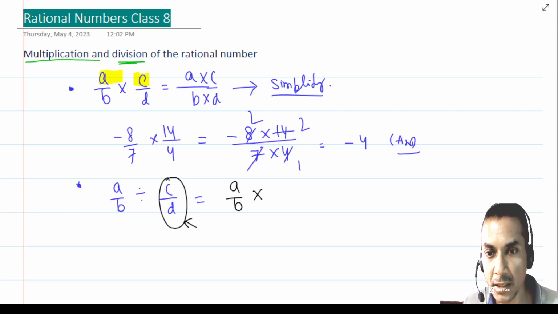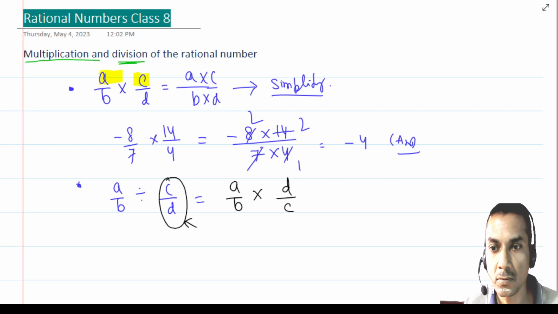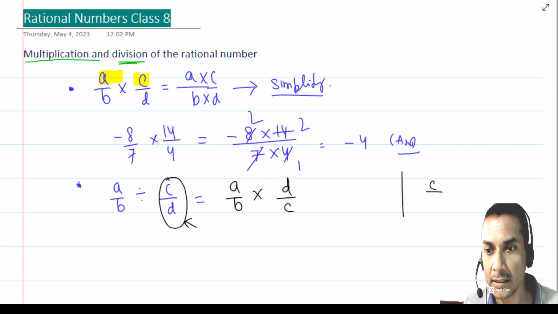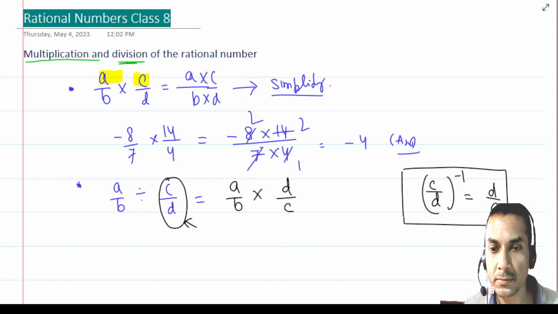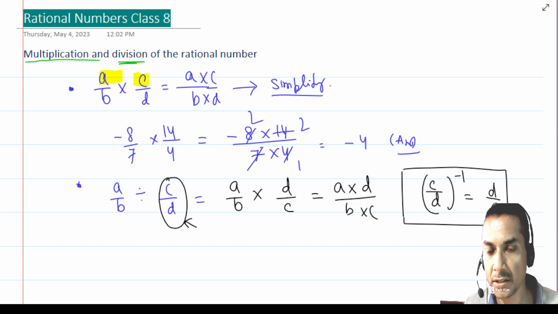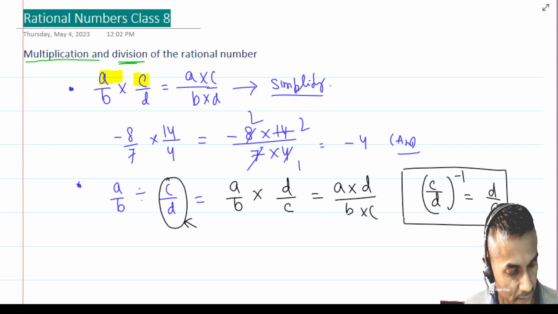a by b into the reciprocal means d by c. From where do we get it? The reciprocal of c by d, that is c by d to the power minus 1, is equal to d by c. Clear? Then the same process as the multiplication. Hope it is clear.